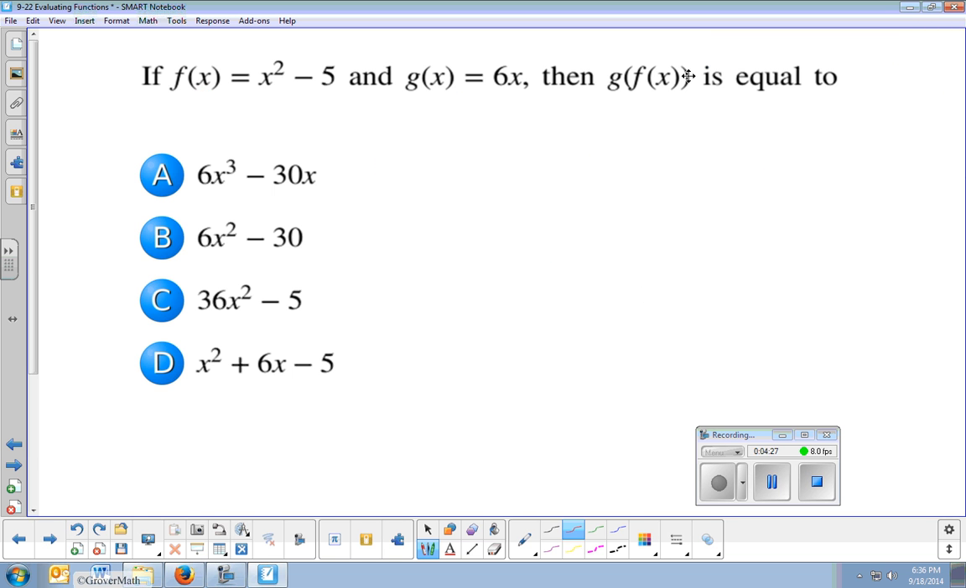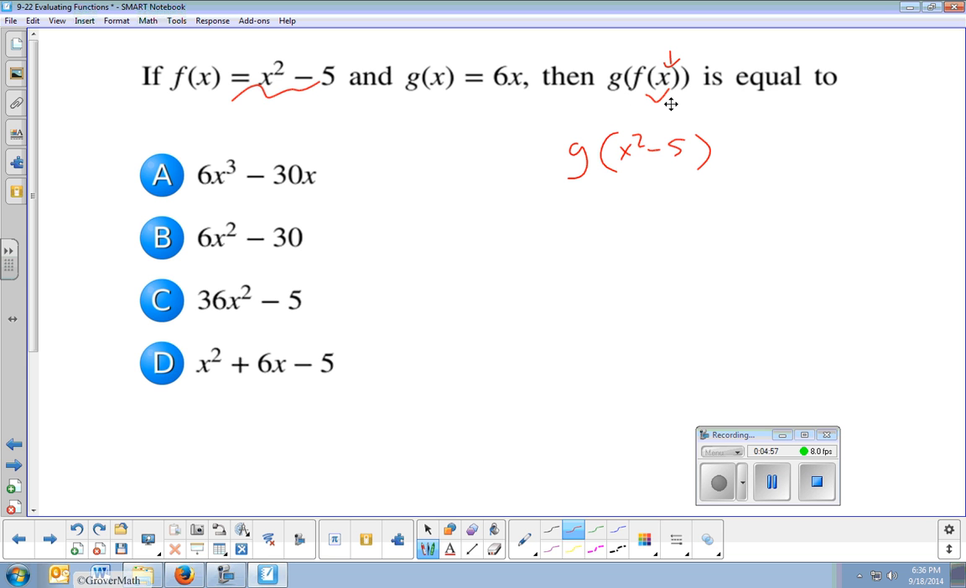Here's another composite, but this time there's not a number here. It's x. And so f of g of f of x. So when you work your way in here, plugging x into f of x, well, that's this. X is already plugged into f of x. You get an expression. So then we want g of that. So g of f of x is g of x squared minus 5, because f of x is x squared minus 5.